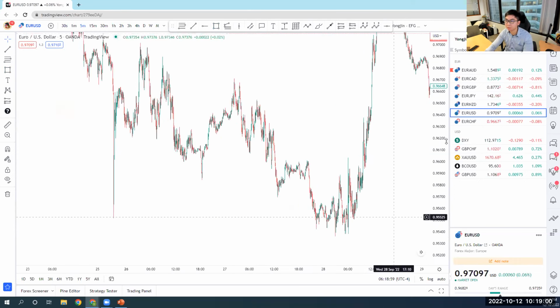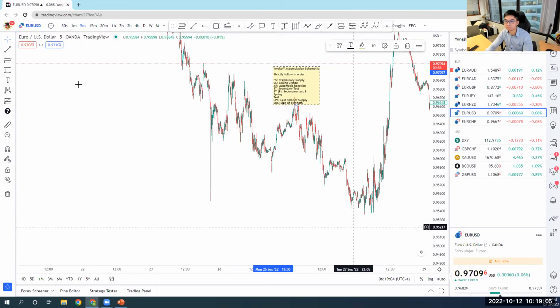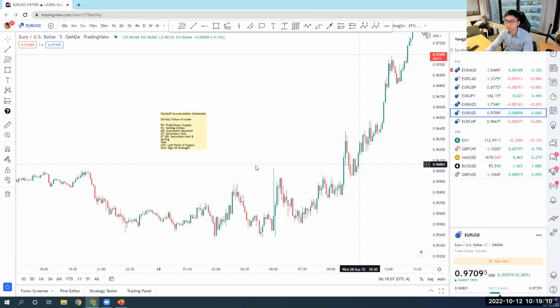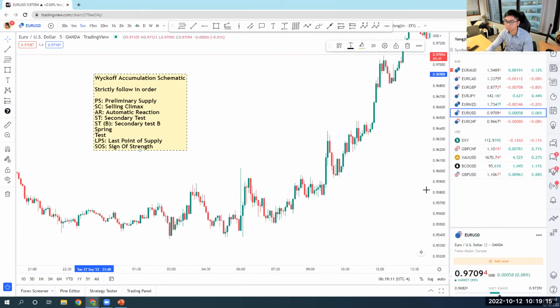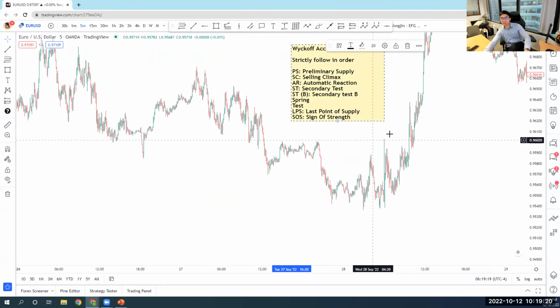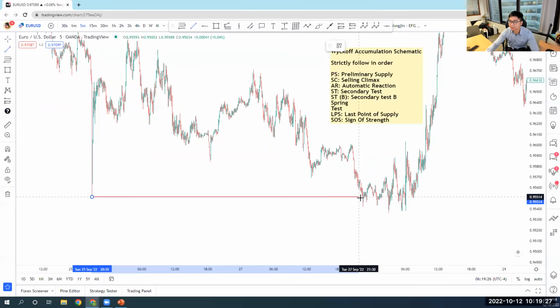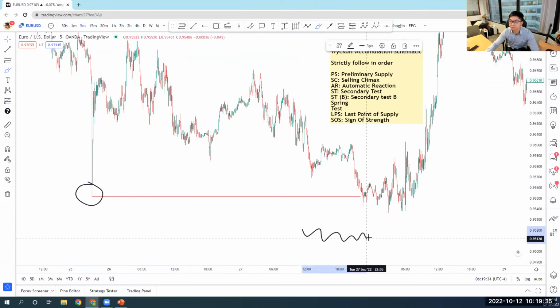Let us start. Let me bring in this thing here and make it smaller a bit. Okay, it's too small. Okay, let us start drawing. What I like to spot about accumulation is when price breaks the previous low. This tells me there is a chance that price can accumulate before it goes up.